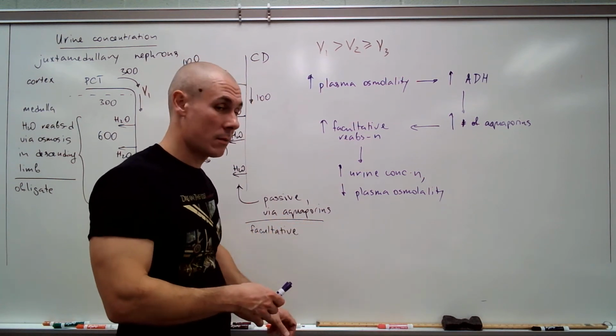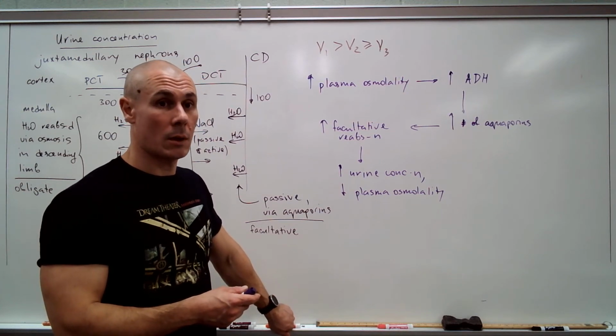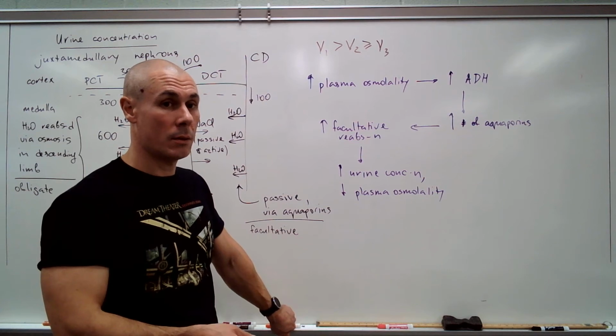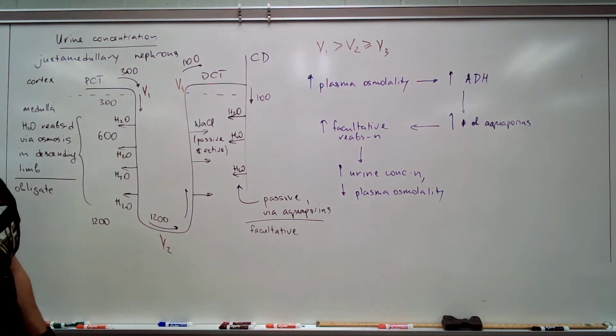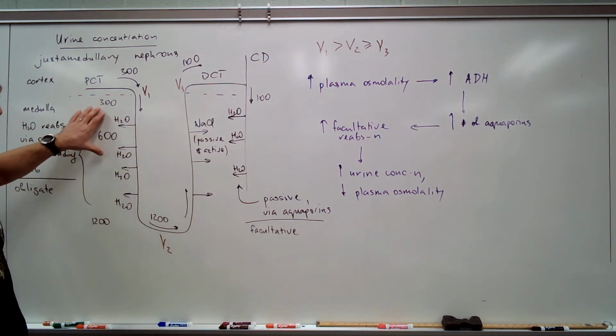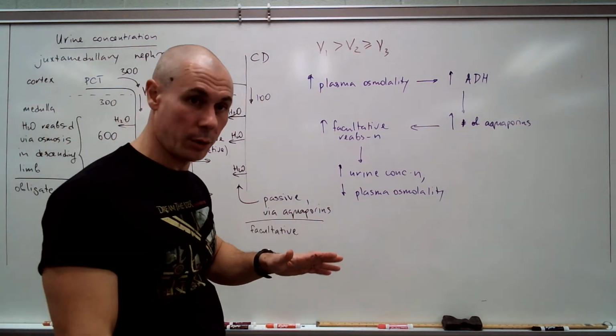So is what's coming out of the collecting duct ultimately urine? Yes. And plasma is just blood. And blood is like what, when you're saying 600 or 1200? Well, technically it's interstitial fluid, yes.